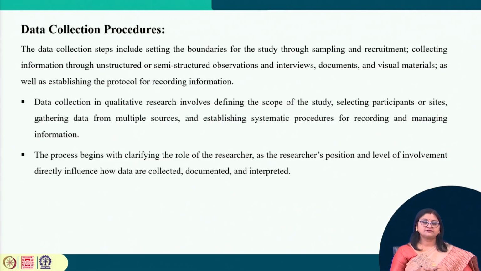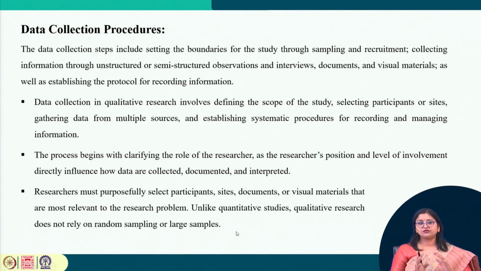The process begins with clarifying the role of the researcher. The researcher's position and level of involvement directly influence how data are collected, documented and interpreted. Sometimes in project research, the PI, principal investigator, has research assistants or associates, and they collect the data. So, there is a difference between direct involvement and indirect involvement. So, this also affects the research.